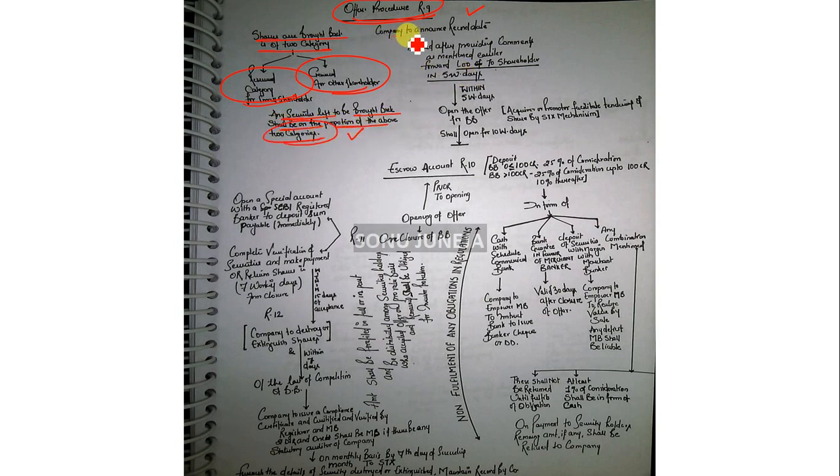Now, first thing first, the company announces a record date, after providing the comments. As mentioned earlier, forward the letter of offer to shareholders within 5 working days. Within 5 working days, open the offer for buyback. It shall be open for 10 working days. The acquirer promoter shall facilitate the trading of shares by the stock exchange mechanism.